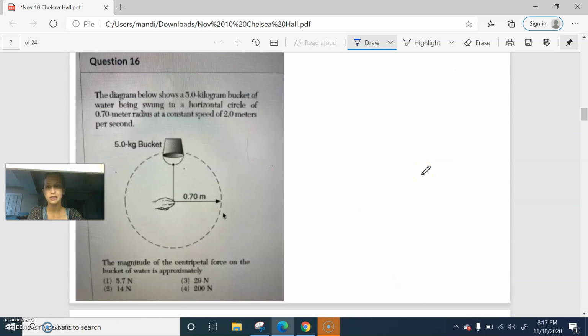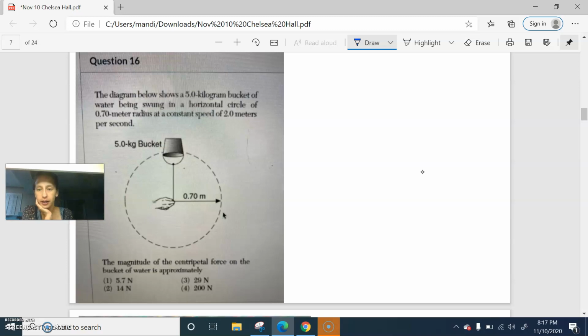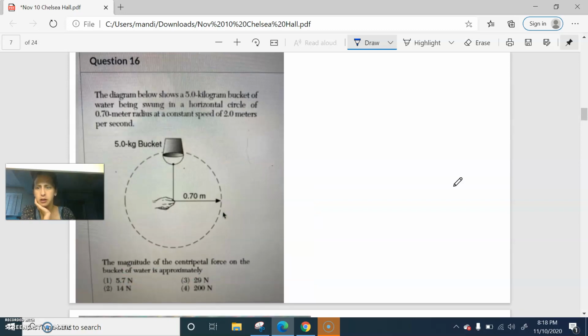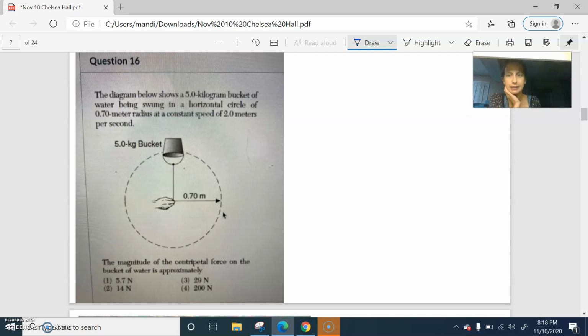Right, 3 more to go. Let's do this. Okay, we have a bucket. Did we already do this one? It's all running together. I guess we didn't. If we have, we'll get extra practice.